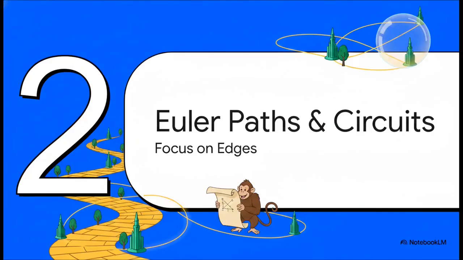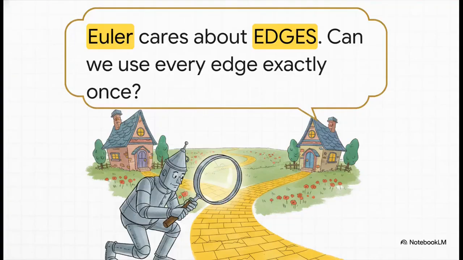Section 2, Euler paths and circuits. Now that we can read the map, let's meet the first of our 2 famous mathematical rule sets. Here is the absolute most crucial thing to remember. Euler cares about edges. If you're taking an Euler journey, your one and only goal is to walk every single road, every single edge, exactly once. You do not want to leave any road unwalked, and you absolutely cannot walk the same road twice.